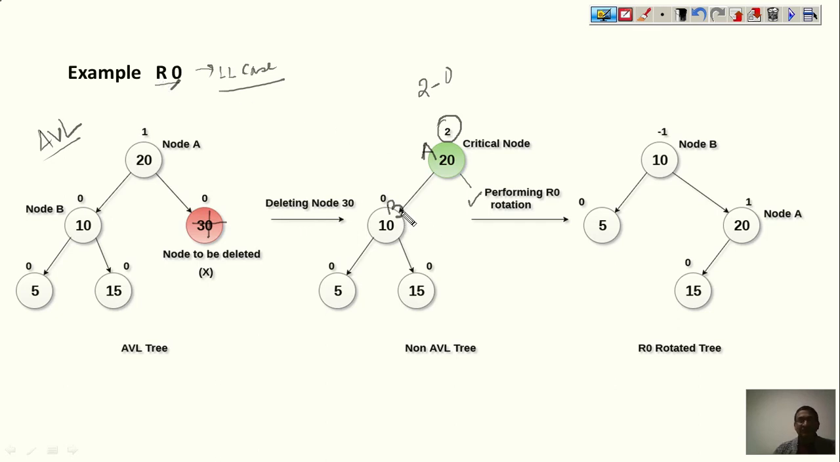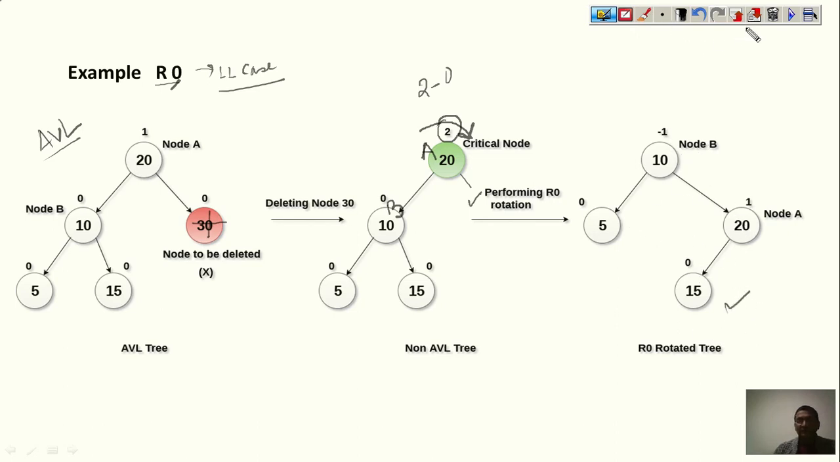So in this case, what is required? This is very similar to the LL case, and in the LL case we need to rotate from the critical node that we called Z in the previous discussion when we discussed insertion. So you need to rotate from here, and as a result of this rotation you can see that the tree is going to be balanced, and the balancing factor will be in the range of 1.